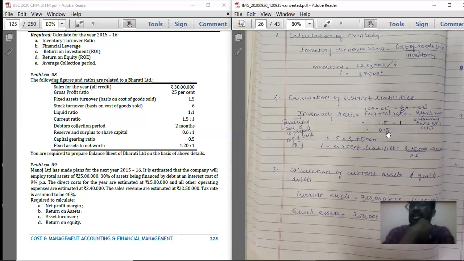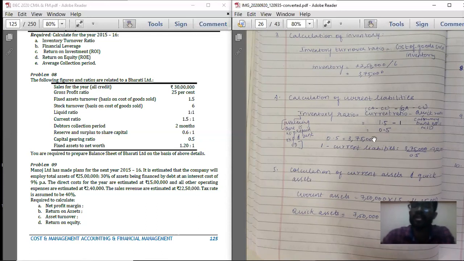So 1 by current liabilities is equal to 3,75,000 divided by 0.5. So we'll get 7 lakhs. That is the current liabilities. What is the formula for inventory ratio? Like current ratio is current assets divided by current liabilities, and quick ratio is quick assets divided by current liabilities, then inventory ratio, similar to this formula, is inventory divided by current liabilities.